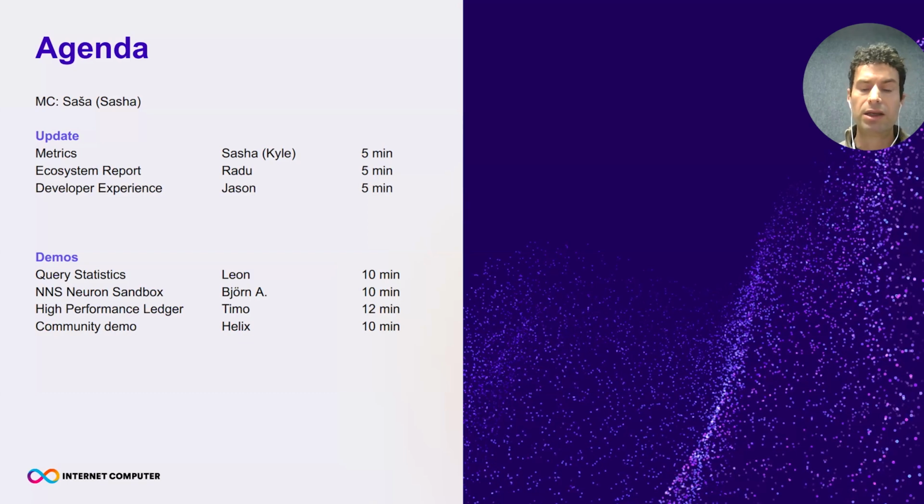And then after that, in the demo section, we will hear about the following. First, Leon will demo new canister status extensions by the canisters. This was a popular request by IC users. And then Björn will provide a sneak peek into the NNS Neuron Sandbox, an interactive simulator for the NNS neurons. And then Timo will present a new high-performance multi-token ledger. And finally, we'll have a community demo for Helix Market SDK.